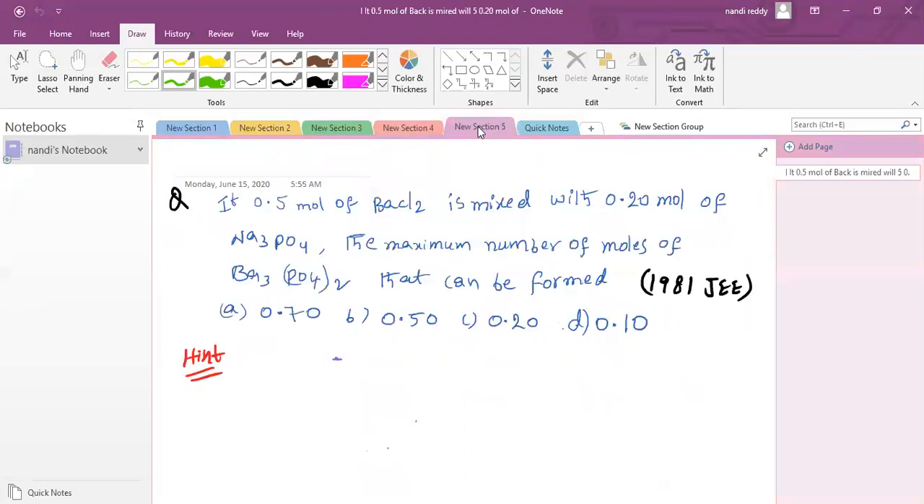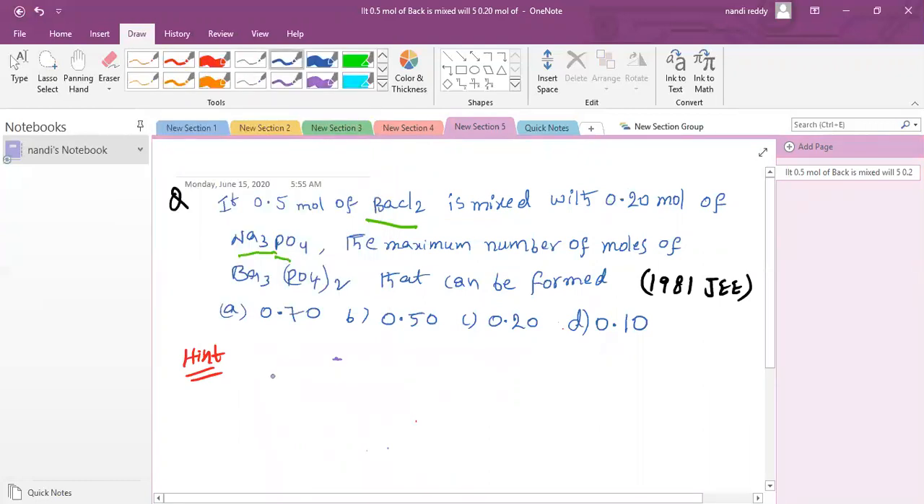We can try one more question, which is a previous JEE question. So first read this question. BaCl2 reacting with whom, sir? Sodium phosphate. What is the given product here? Barium phosphate. Very simple, you can find out. So write the equation first, then balance it. BaCl2 plus Na3PO4 gives rise to Ba3(PO4)2 plus NaCl.